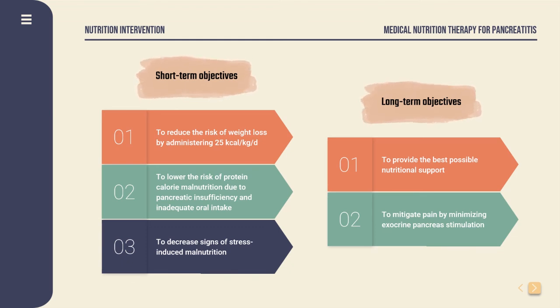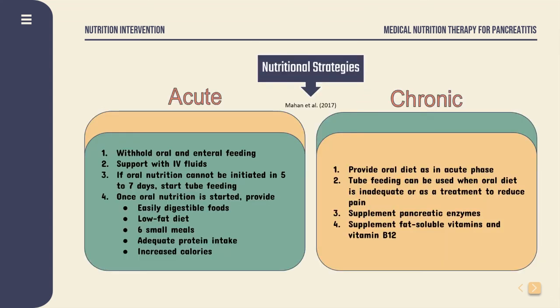As for the long-term objectives, there are two objectives that need to be addressed. The objectives are to provide the best nutritional support and to mitigate pain by minimizing exocrine pancreas stimulation. The nutritional strategy for acute pancreatitis: to best achieve those goals, it is important for acute pancreatitis patients to have oral and enteral feeding support with IV fluids. Besides, if oral nutrition cannot be initiated within 5 to 7 days, tube feeding should be started.